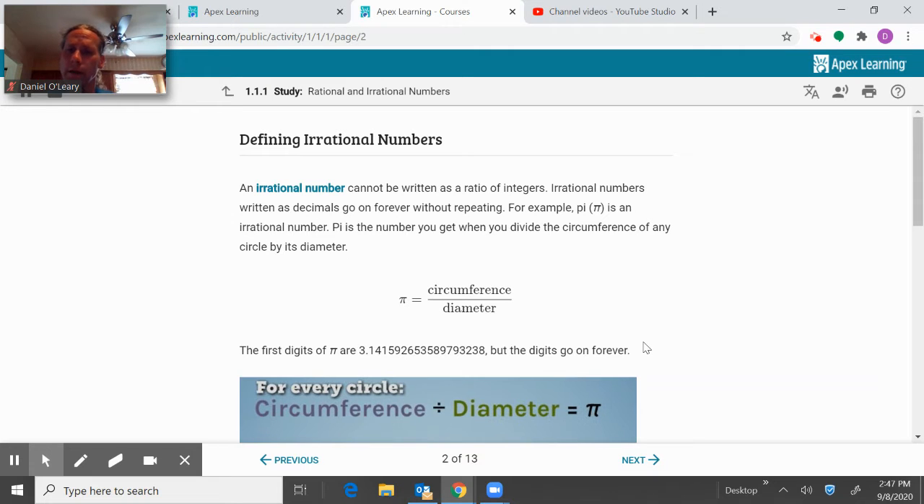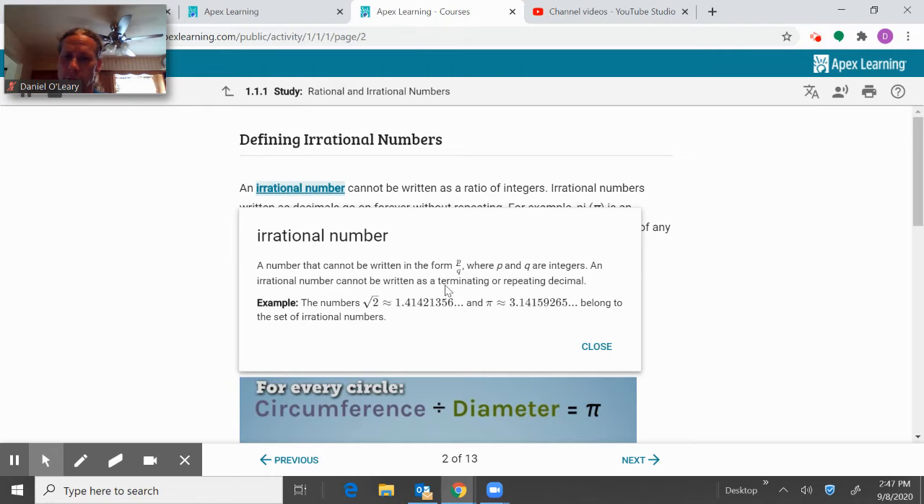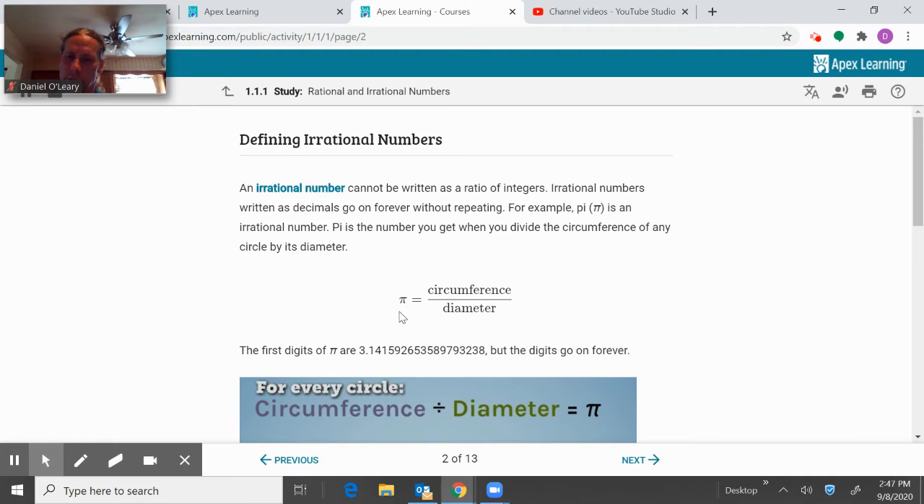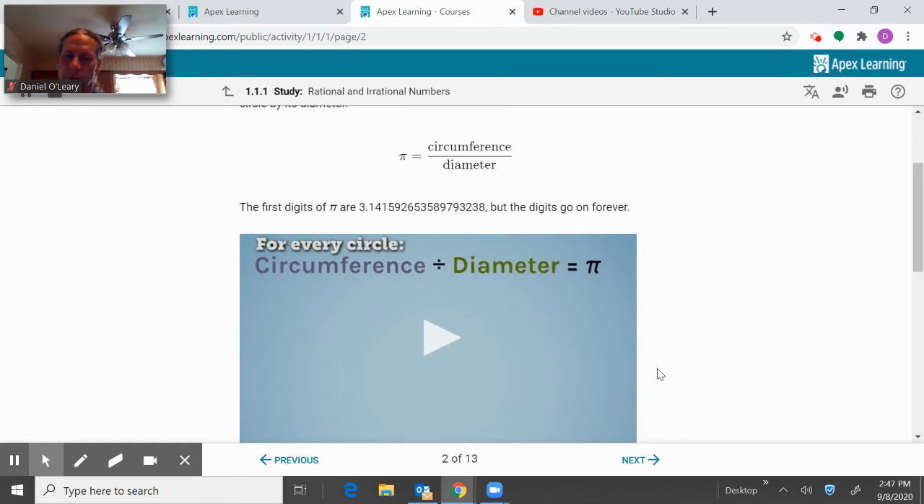Okay, so defining irrational numbers. If you click here, it will give you what an irrational number is. It gives you that definition, and also it shows you an example of an irrational number. So pi is an example of an irrational number because it's a decimal number that continues forever and ever and ever, but there's no repeating pattern. The numbers just keep varying.